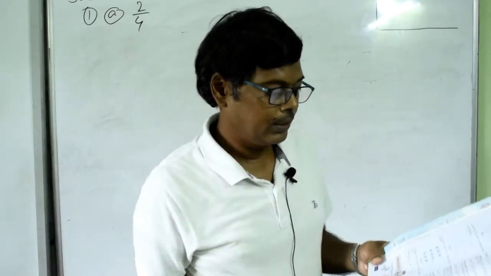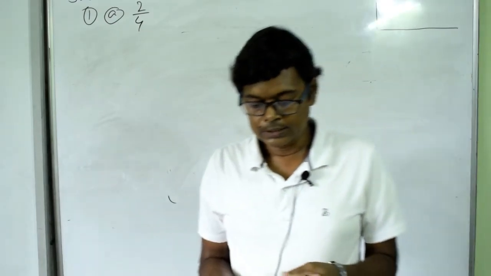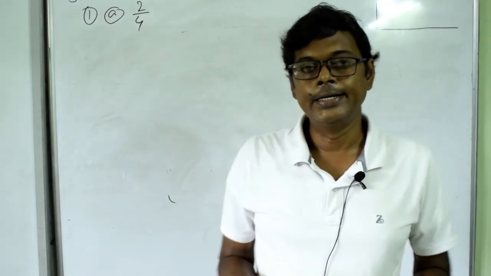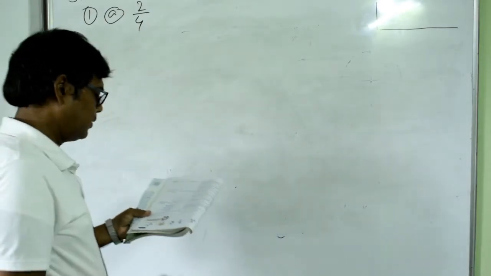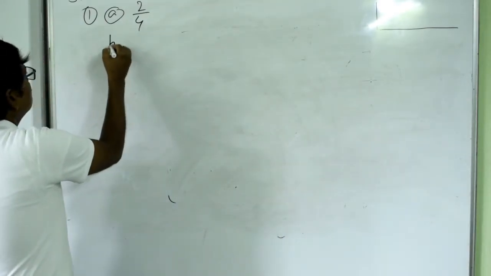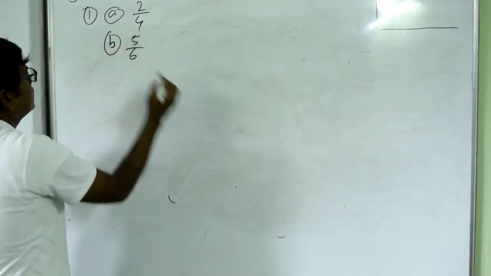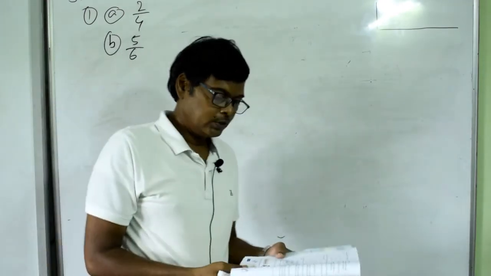And in question number B, out of 6 parts, 5 parts are shaded, therefore here the fraction will be 5 by 6. In this case the answer will be 5 by 6. And you will do the remaining questions.